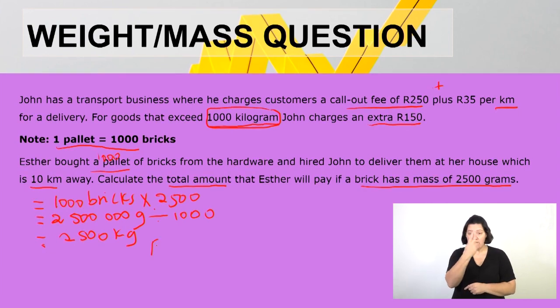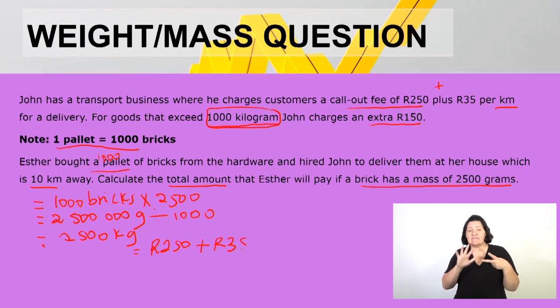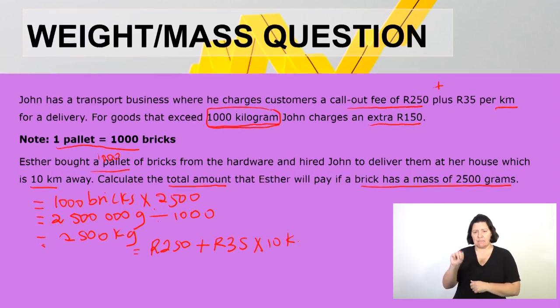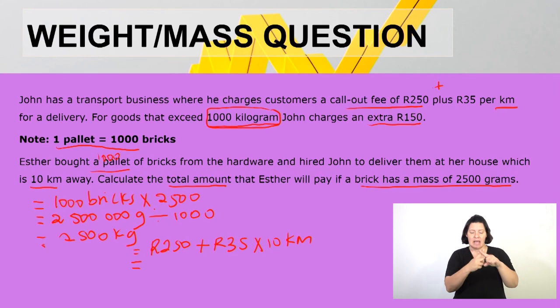We know that the first amount she will pay is 250. Then we're going to add 35 rand for the kilometers they will travel. In this case, it is 10 kilometers. Let's put this in our calculator. We say 250 plus 35 multiplied by 10. The answer is 600.